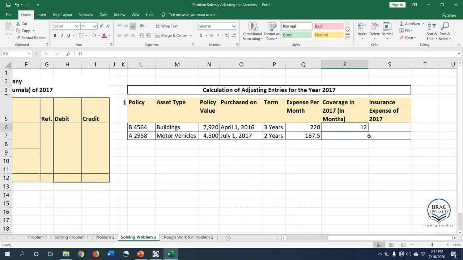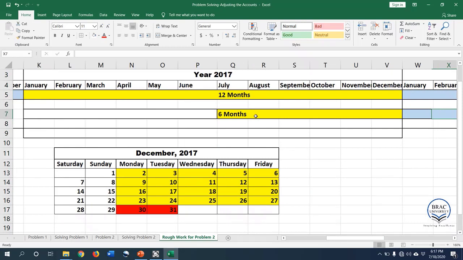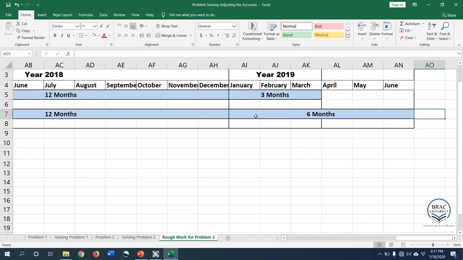Okay. What about the next one? The next policy you have purchased on July 1, 2017. That means July 1 of this year, and it will last 2 years total. So here you can see, I have purchased the policy in July 2017. So it started with July 2017, 6 months of this year, then next year 12 months, and then the following year 6 months more: 6, 6, 12 equal to 24 months.